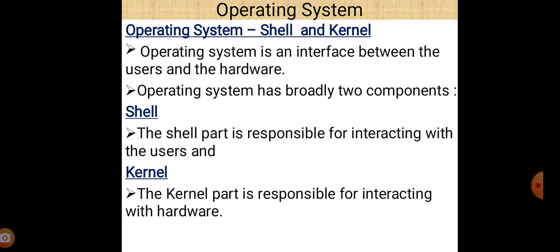Okay, so when we say that operating system is an interface between the user and the hardware, so one part which interacts with the user is called the shell, and the other part which interacts with the hardware is called the kernel. So the kernel part is responsible for interacting with the hardware. That is the basic difference between shell and kernel. And sometimes it is asked in examination what is the difference between shell and kernel. So always remember that according to the definition of operating system, an interface between the user and hardware, the component which directly deals with the user is called the shell, and which deals with the hardware is called the kernel. That is the basic difference between shell and kernel.